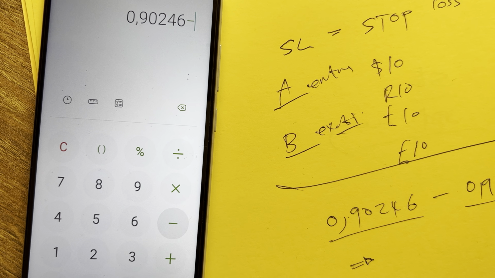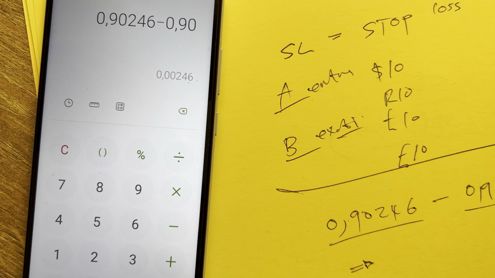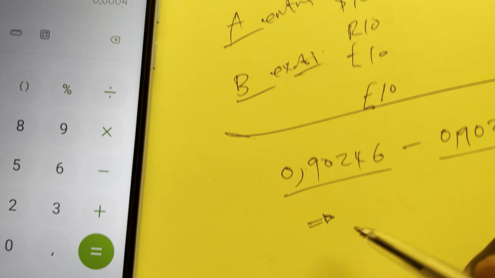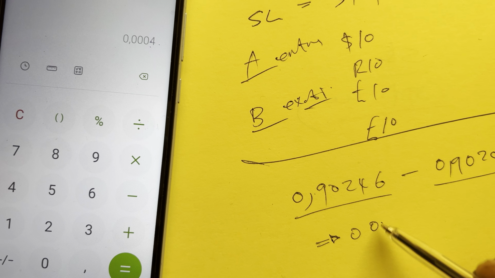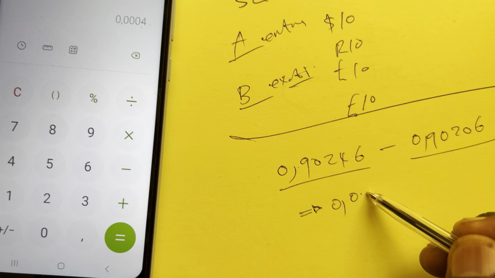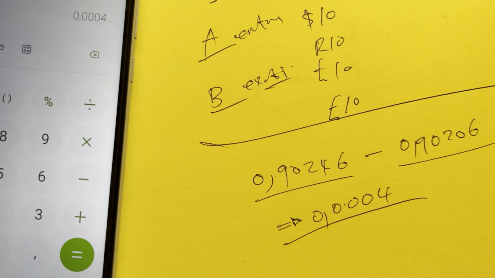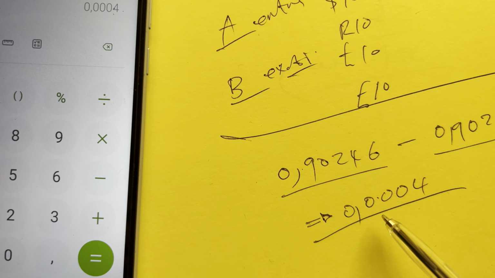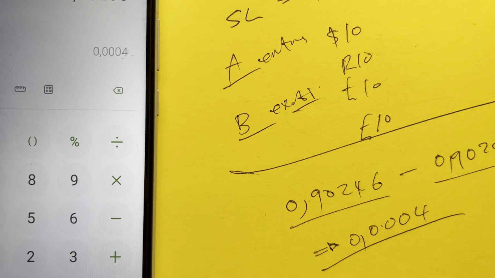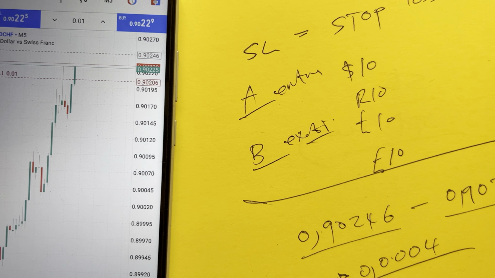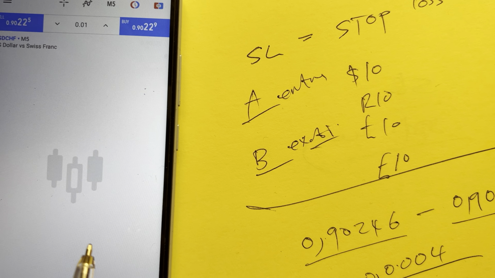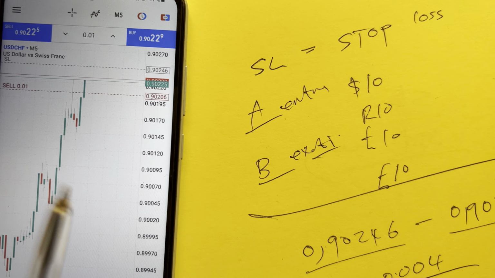0.90246 minus 0.90206, and then we have 0.0004. Okay, this is our answer. All right, and then we cannot just count it like this. What we need to do for us to count it, it's not yet closed. Okay, it's not yet closed, but we enter just.